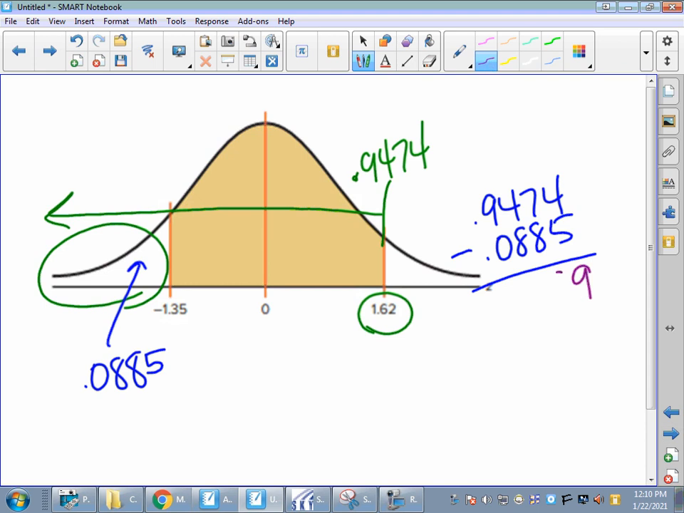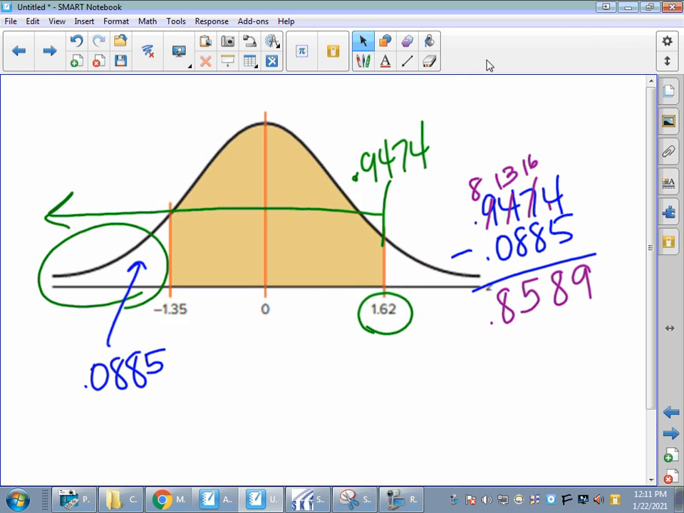That's going to be like 98. Oh my goodness. I got to borrow all over. Make that an 8, make that a 13, make that a 16. So 0.8589. So that's 85.89% of my graph, or the area is 0.8589. What do you know the areas always add up to? And what do you know that probability always is?